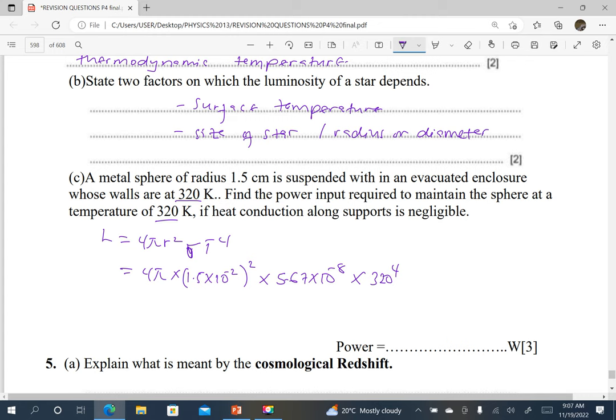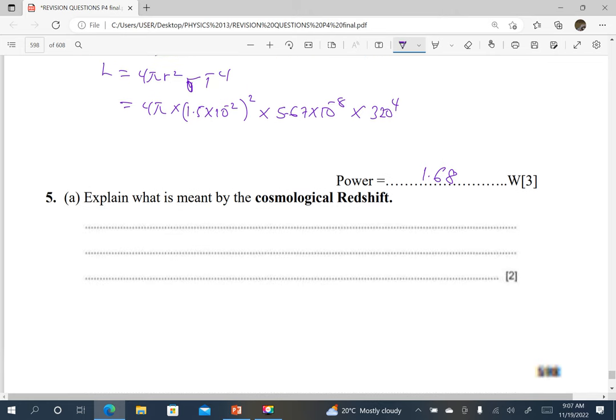I check my calculator. From my calculator, this is 1.68. Next.